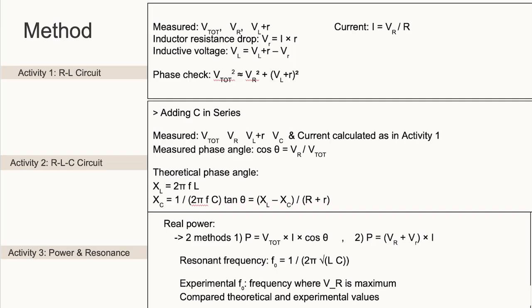In activity 3, we calculated the real power in the circuit in two different ways. Then we changed the frequency while keeping the voltage the same and looked for the point where the resistor voltage was the highest. That frequency was our experimental resonant frequency, and we compared it with the theoretical value from L and C.